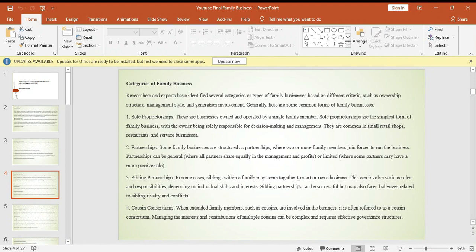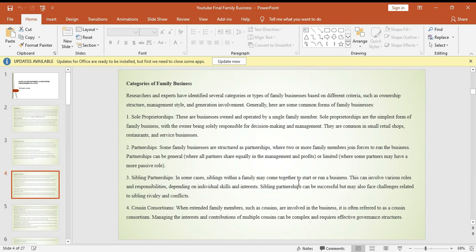Three, sibling partnership. In some cases, siblings within a family may come together to start or run a business. These can involve various roles and responsibilities, depending on individual skills and interests. Sibling partnerships can be successful, but may also face challenges related to sibling rivalry and conflicts.